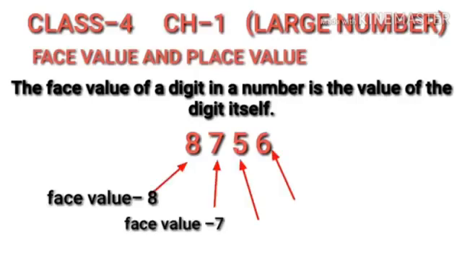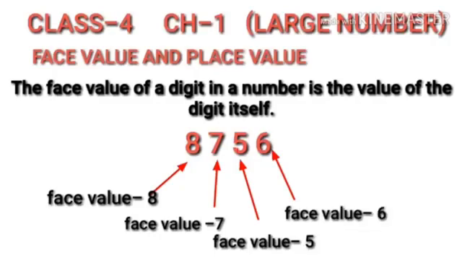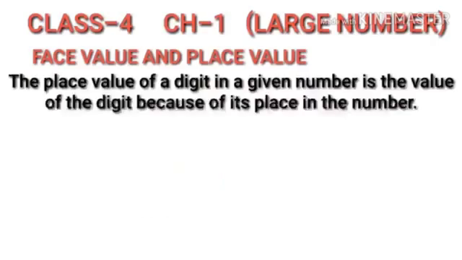The face value of the second digit on the 100 place is 7. The face value of the next digit, that is 5, is 5, and the face value of the last digit, that is on the ones place, is 6. So the different face values are 8, 7, 5 and 6, which is the same as the number.